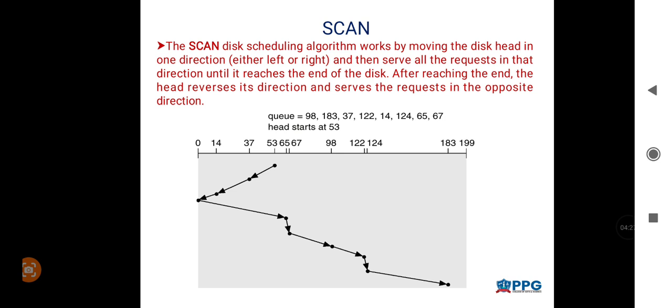In the below diagram, the starting head position is 53. We calculate the total head movement as 188.